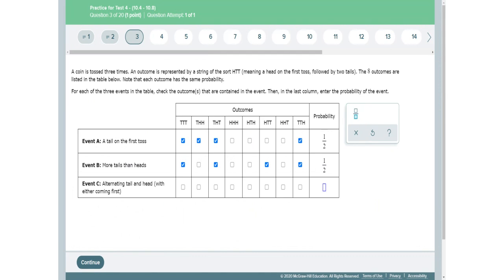All right, so alternating tail and head with either coming first. Well, that's not alternating. This is not alternating. This one is not alternating. Here we got alternating, not alternating, not alternating, not alternating. So there's only 2 that's got tail, head, tail, or head, tail, head. So that's 2 out of 8. But again, you always reduce your fractions for a final answer. So that's 1/4. I misread the question. I said with either coming first, so I was counting the THH, but it's a full alternation.